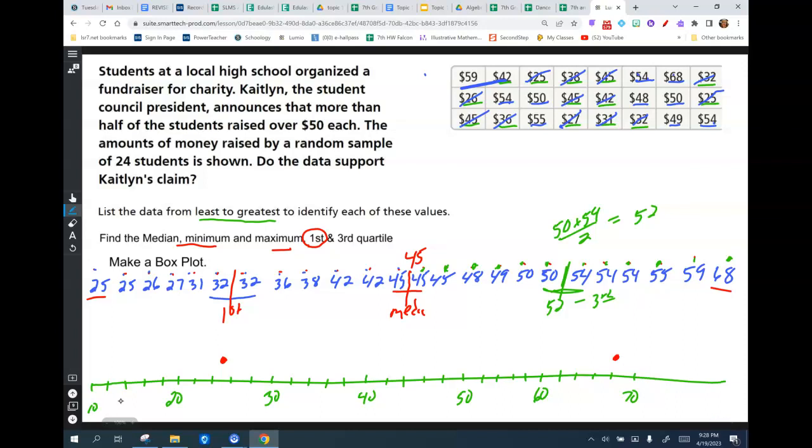My median is 45, so 42, 44, 45. So I draw a line there. Now I'm going to draw the box. And it's going to consist of the first quartile, the median, and the third quartile. So I'm going to go 32. That's going to be where my box begins. My box is going to end at 52. Okay.